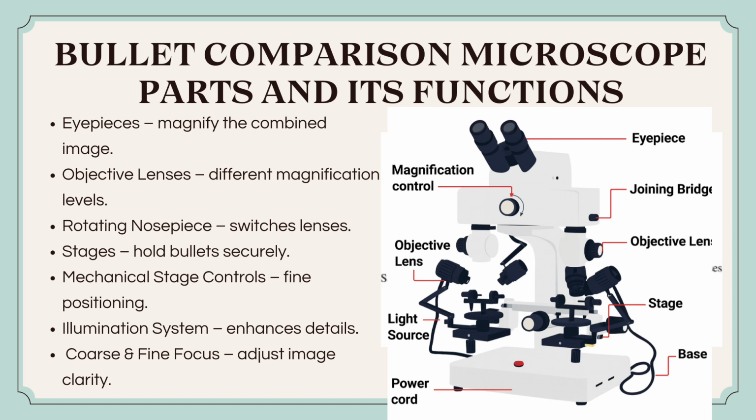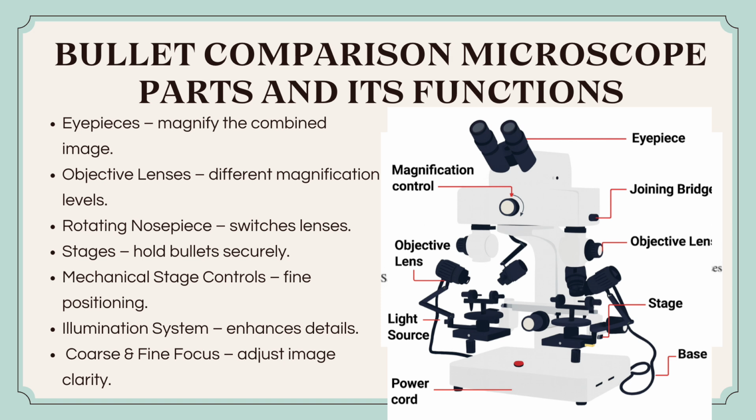These are the main parts and functions of the bullet comparison microscope. First, eyepiece. The eyepiece allows the examiner to look into the microscope and view the combined images of the two bullets at the same time. Second, objective lenses. The objective lenses magnify the surface details of each bullet so that individual striations and tool marks can be clearly observed.